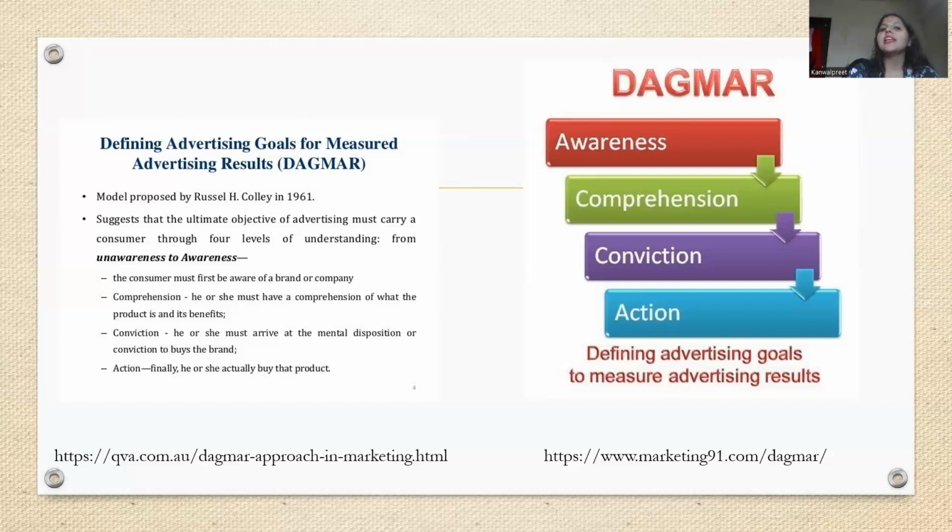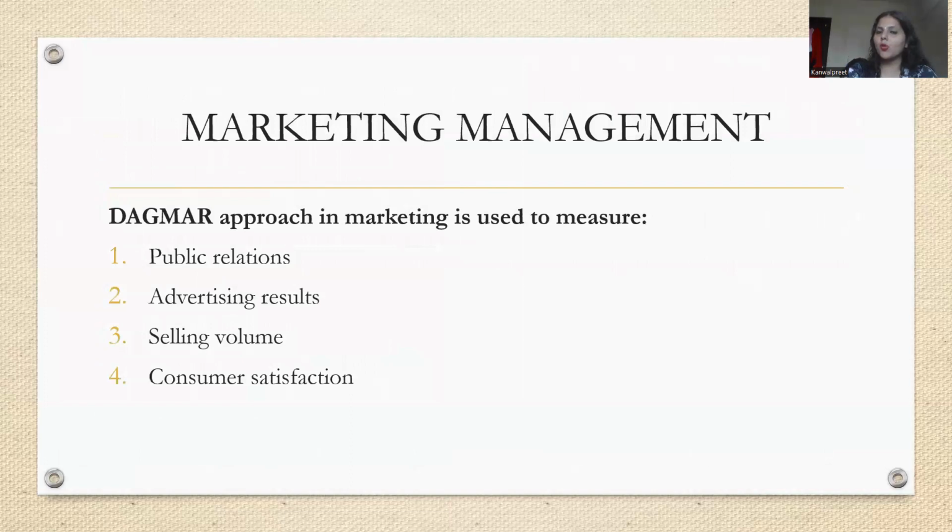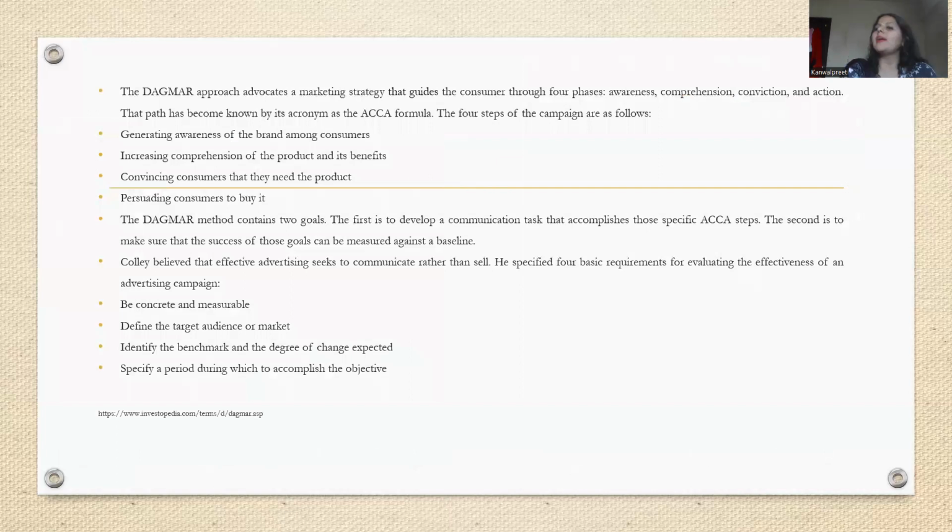So the Dagmar approach: given by whom, the year, what it is trying to measure, and the 4 phases. Understand, today the question is only on the approach, the actual concept. Tomorrow it can be the full form, the year, proposed by whom, or whether there is a next model related to this, or maybe the other advertisement approaches.